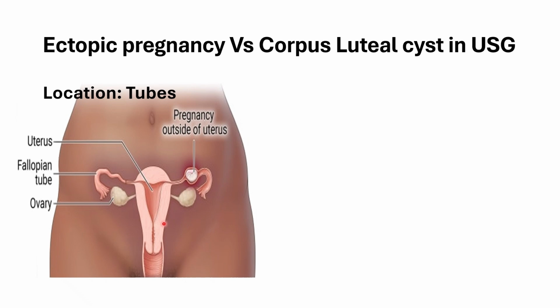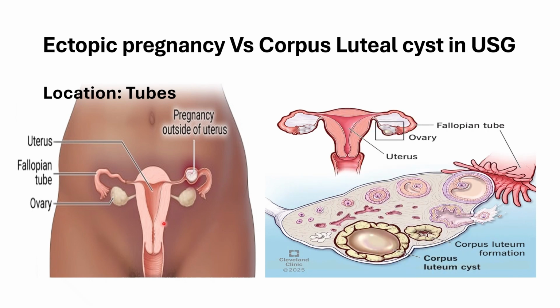Now next is the corpus luteal cyst. So what is corpus luteal cyst? It is the physiological cyst, that is the ruptured follicle forming a cyst. The most common location of the corpus luteal cyst is the ovary, so it is intra-ovarian. So how do we differentiate the ovarian ectopic from the corpus luteal cyst? Ovarian ectopic is seen with very low frequency, only 0.5 to 1%, whereas the corpus luteal cyst is seen mostly or exclusively in the ovary.